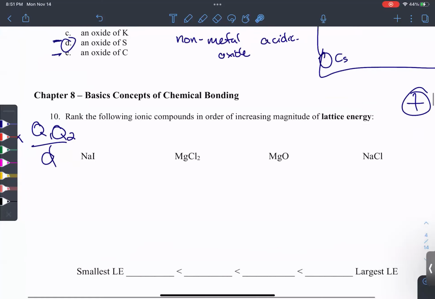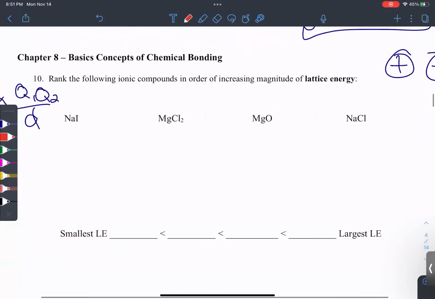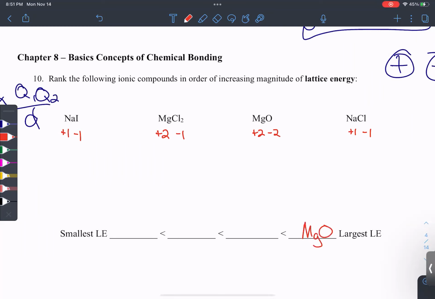So let's do it. How I do it is I just go through and calculate the Q1, Q2 product. So we have +1, -1, +2, -1. Even though there's 2 chlorines, just look at the charge of one of them. Then we have +2, -2, and then we have +1, -1. Which one of these is hardest to separate? Magnesium oxide, because its Q1, Q2 product has the largest magnitude. So we can straight off the bat say that one is the most. Then what's second?